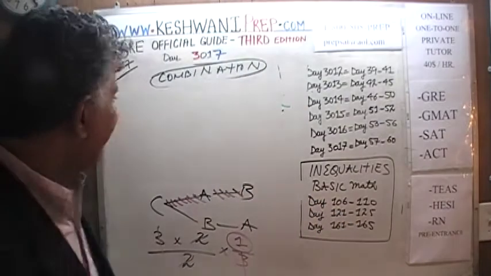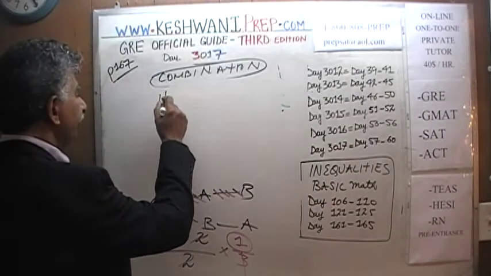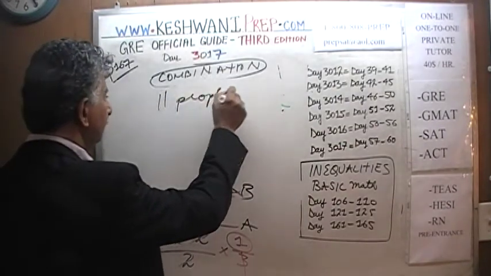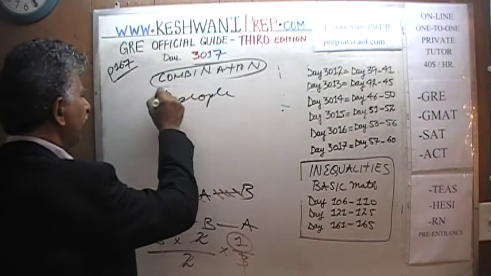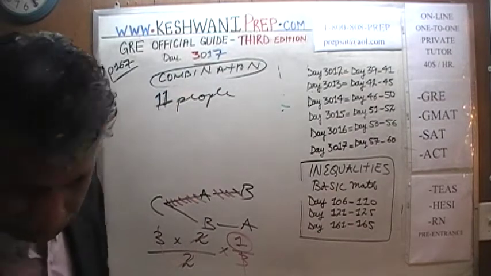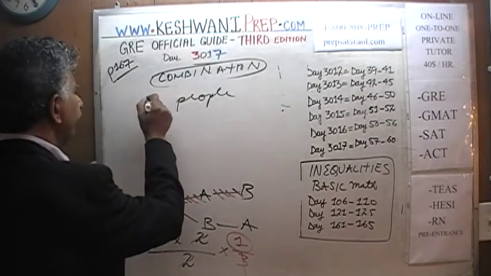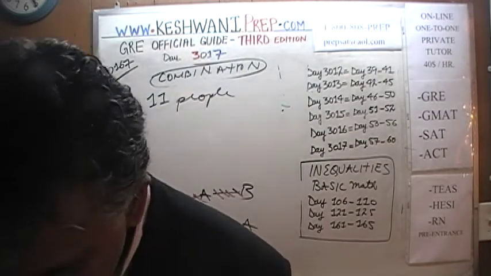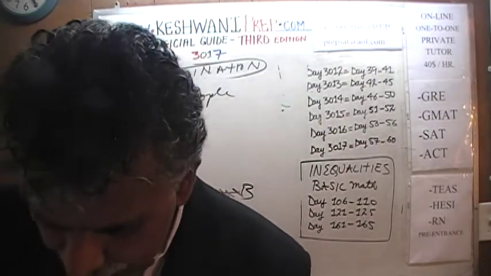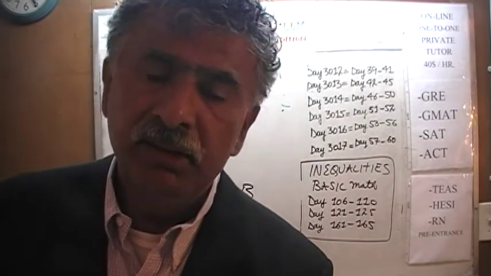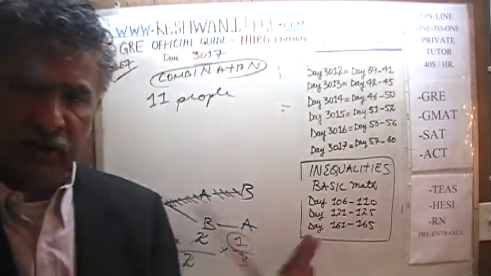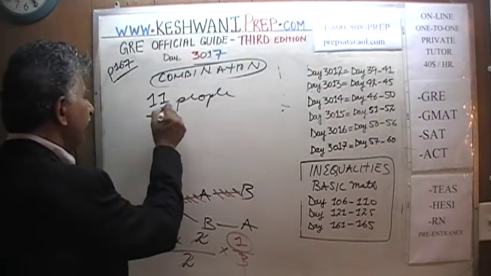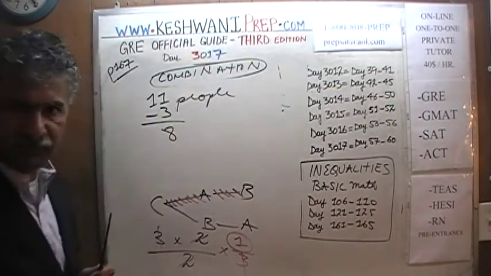There are 11 people altogether, we are told. It goes on to say that the manager has already chosen three. He has already decided which three people must be on the team. So there are eight more people left.